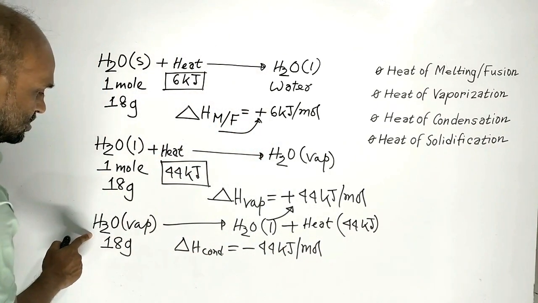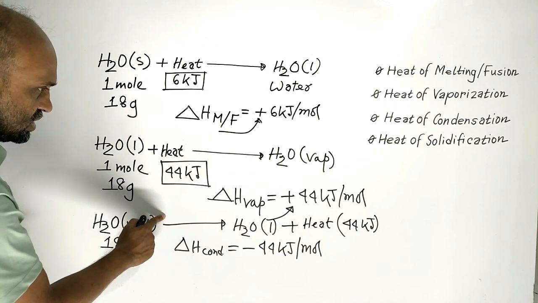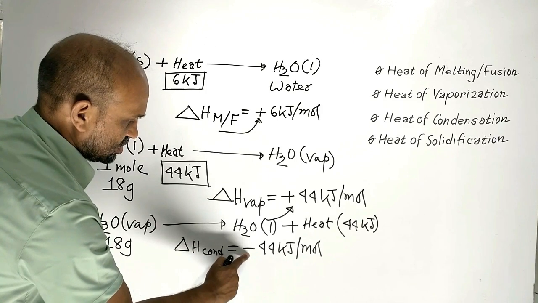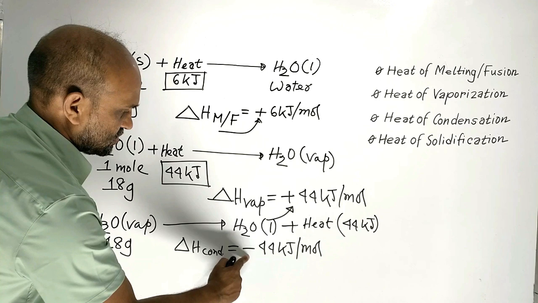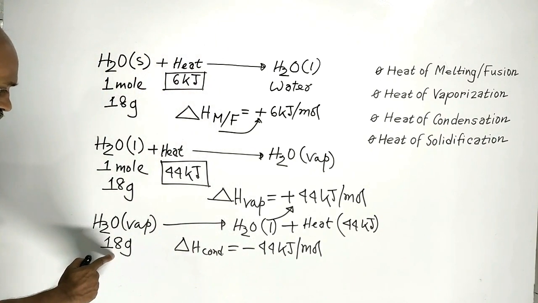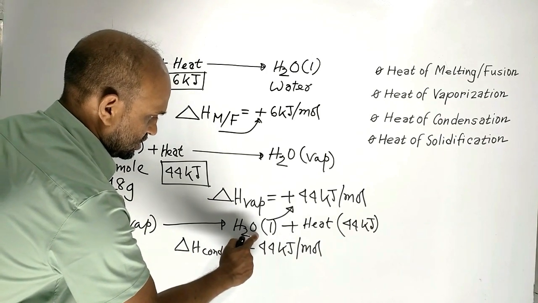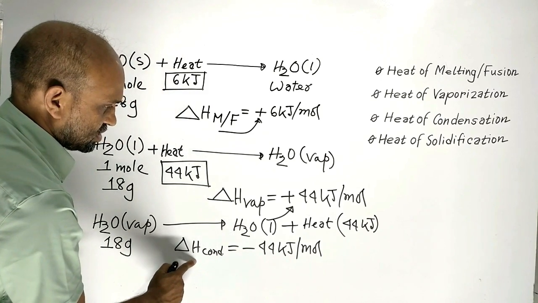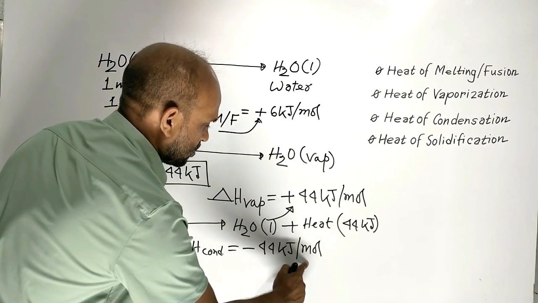In this case, the process releases heat. For this reason, minus sign is used. This is a kind of exothermic reaction. The amount of heat released when 1 mole of vapor is converted to 1 mole liquid, that heat is known as heat of condensation. Unit is kilojoule per mole.